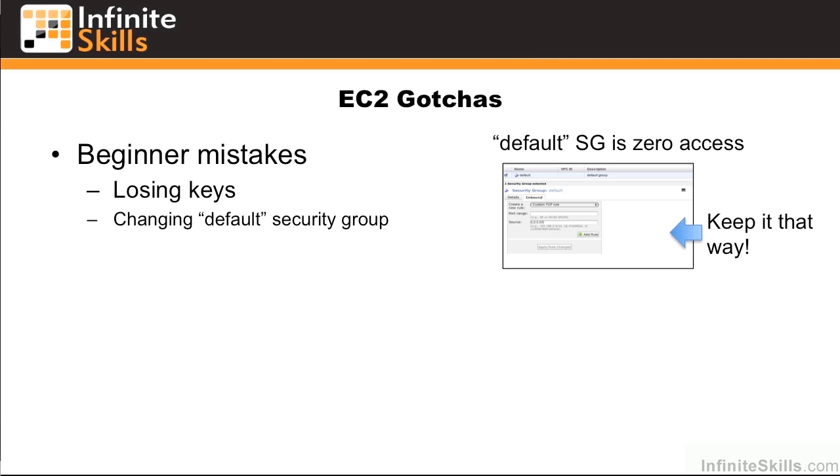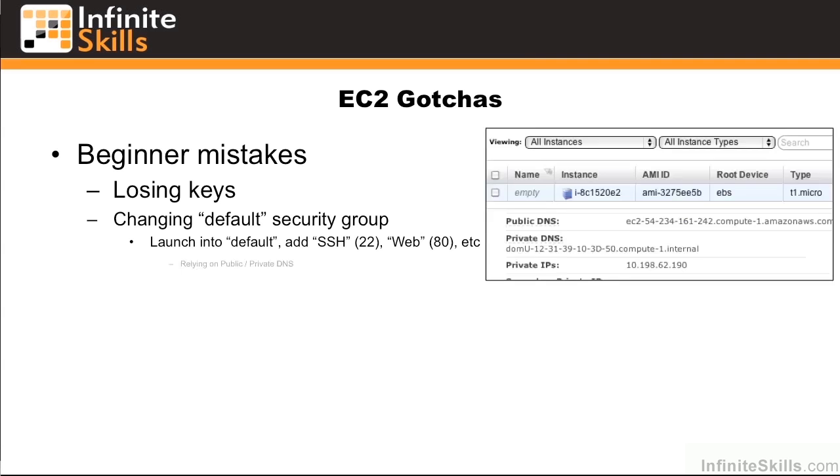Changing the default security group. The default security group is 0 access. Try to keep it that way. When you launch a server, you want to create an SSH port 22, a web port 80, SSL port 443, and so on, and add those to your instance. Launch your instance into the default, which is 0 access, and that ensures the highest security for it.